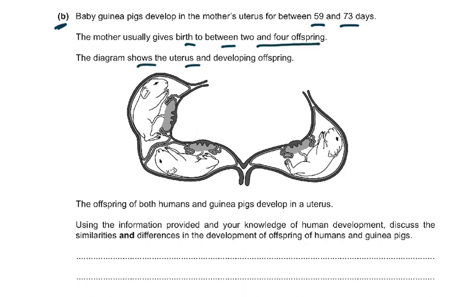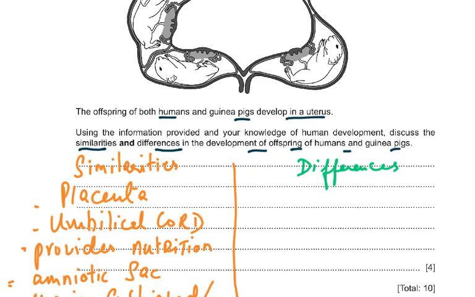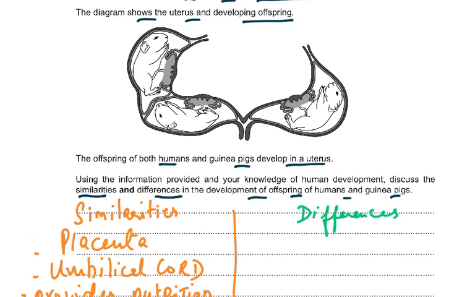The diagram shows the uterus and developing offspring. The offspring of both humans and guinea pigs develop in a uterus. Use the information provided and your knowledge of human development. Discuss the similarities and differences in the development of offsprings of humans and guinea pigs. Now, if you look at the similarities, they've shown you this diagram.